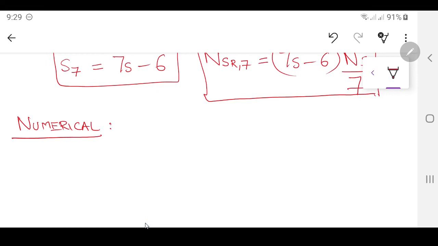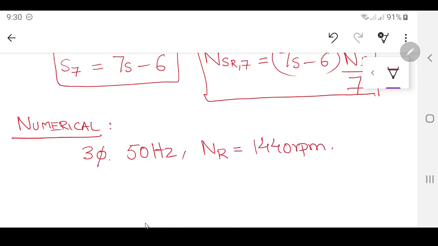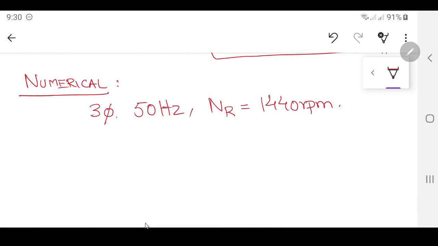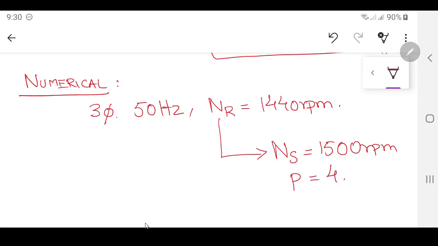Now what is the statement of the numerical? I'm just going to write down the data. It's a three-phase machine, and it is a 50 hertz machine, certainly, because we are in Pakistan, and the speed of the rotor has been given as 1440 rpm. Now whenever the speed of the rotor is given, this is simple common sense: the nearest synchronous speed is 1500 rpm, and the number of poles we are getting is 4.